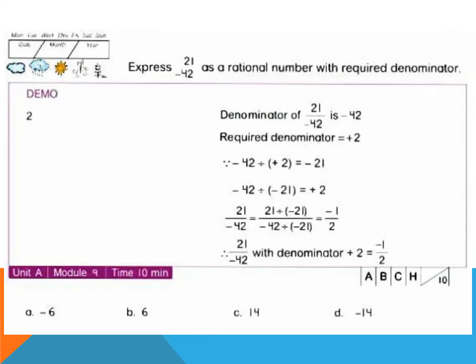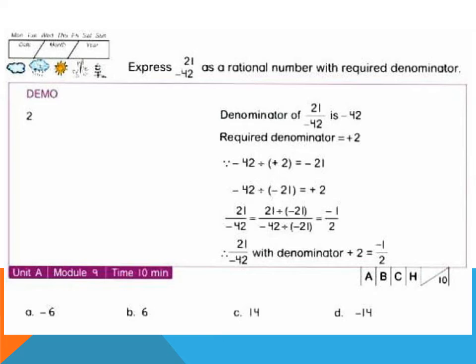Moving on. Module number 9. Express 21 by minus 42 as a rational number with the required denominator. Now we have to change the denominator to minus 6, 6, 14, minus 14. So same thing that we have done in the earlier module. Just pause the video, go through the demo. If you have any doubt, please contact me, I will help you out.